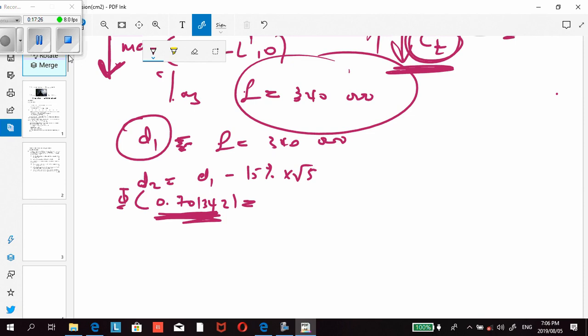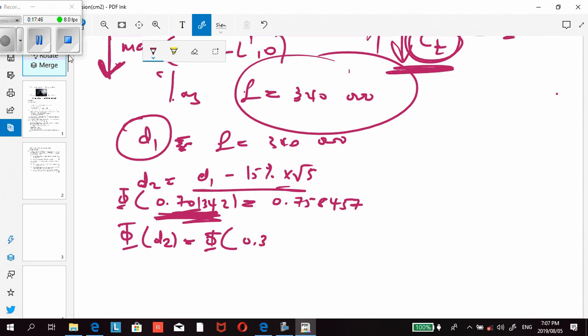So interpolating, you're going to get 0.758457, and your phi of D2 will just be your phi of, you're going to calculate your D2 from your D1. So I'm going to get phi of 0.345932. Using interpolation there, you're going to get 0.642793. Sorry, this is your phi of D1.